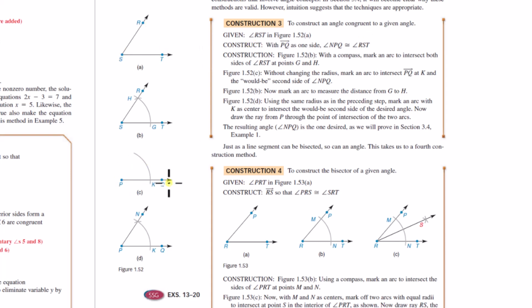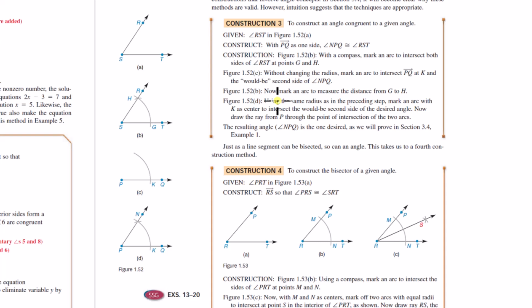We're going to start with this ray PQ here. It's going to be one side of the angle that's going to be congruent to RST. So now, with a compass, come to this angle and mark an arc to intersect both sides of RST at points G and H. So you put the center at S and you mark an arc to intersect both sides here. Now without changing the radius, mark an arc to intersect PQ at K, the would-be second side of NPQ. So without changing the radius, you put the center of the compass here. It intersects at K, and you just make sure it goes plenty long enough to where the would-be side is going to be, what you would expect for the congruence.